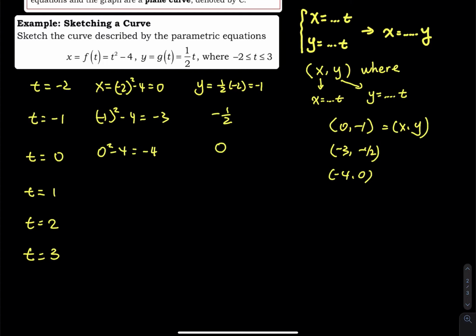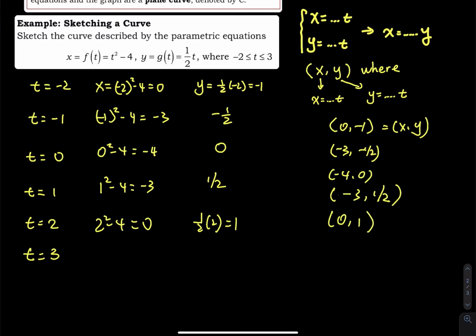And then 1 squared minus 4, and then just a 1/2, right? So we have -3 comma -1/2... not -1/3, -3. And then 2 squared minus 4 is equal to 0. 1/2 times 2 is equal to 1, and then we have 0, 1.